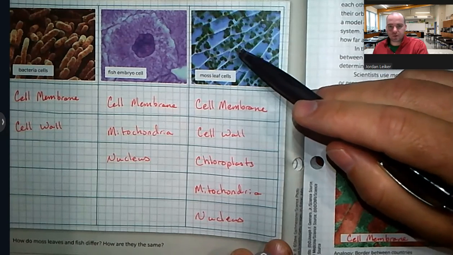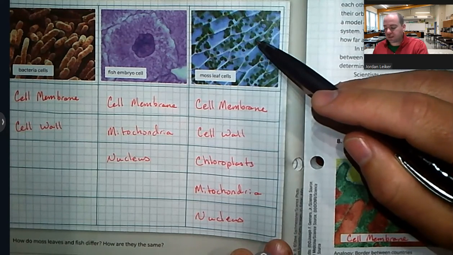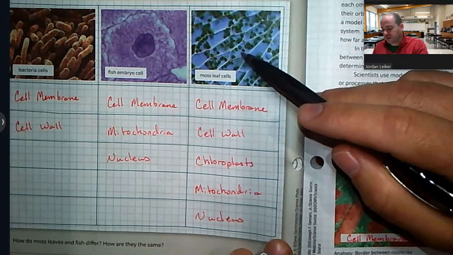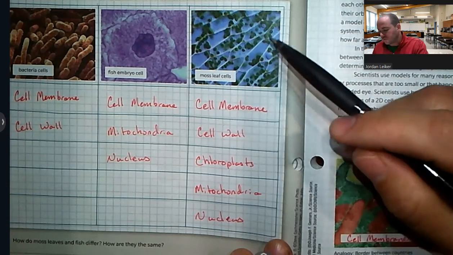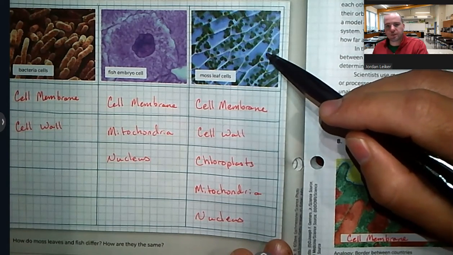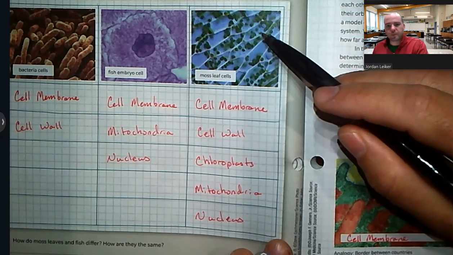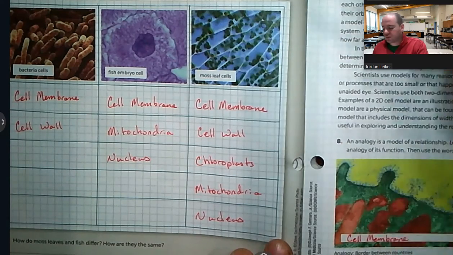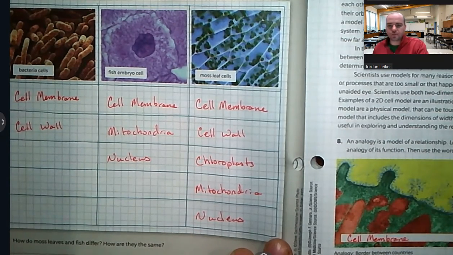We know it has to have mitochondria. So there are mitochondria in that plant cell. We just can't identify them right now. And it has a nucleus as well. In a few of these cells you can kind of see the nucleus. Here we have a little bit of the nucleus we can identify right there. You can't see it in every one of those cells, but the nucleus is there.